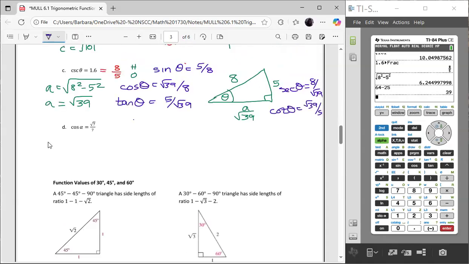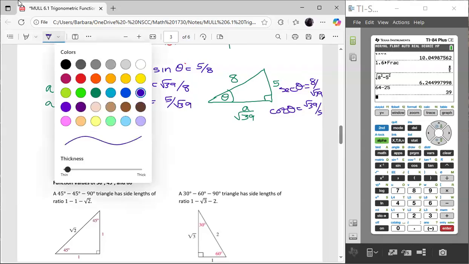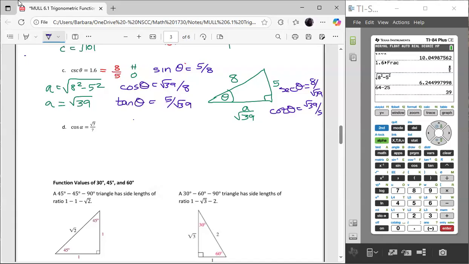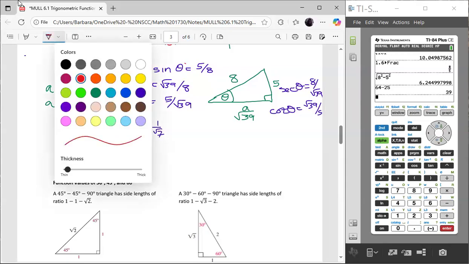Okay, this last one, cosine alpha equals square root of 7 over 7. Let's see if we can simplify this a little bit. What if I were to multiply the square root of 7 over the square root of 7? We would have 7 over 7 square root of 7, which is 1 over square root of 7. Simplifies that a little bit.